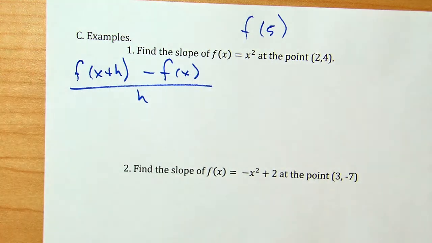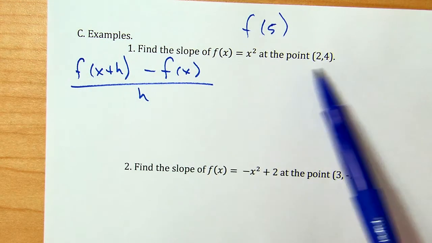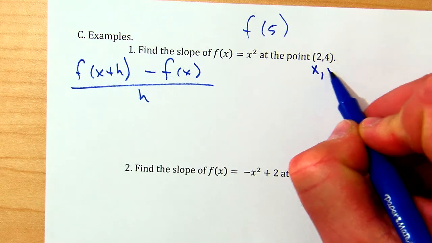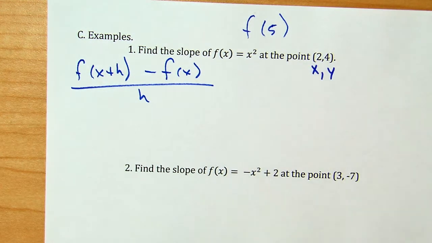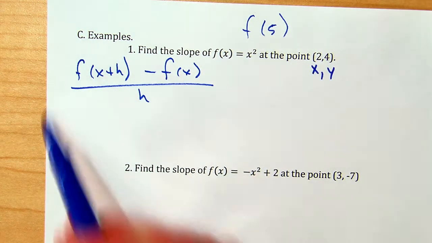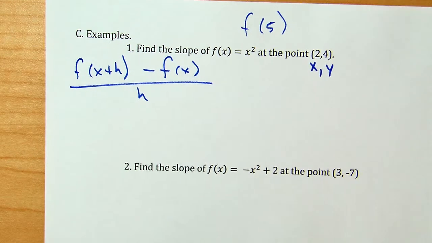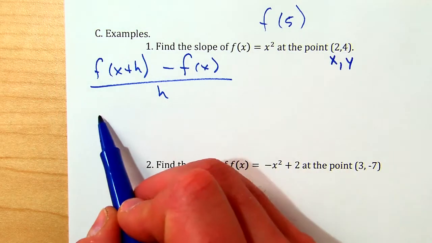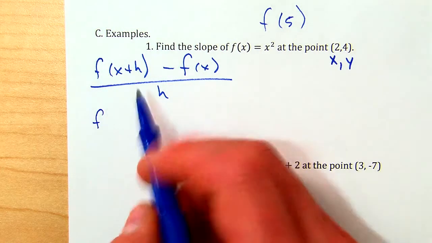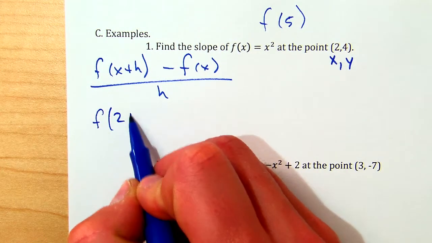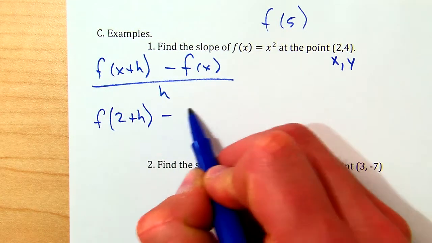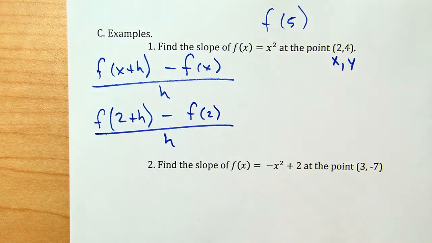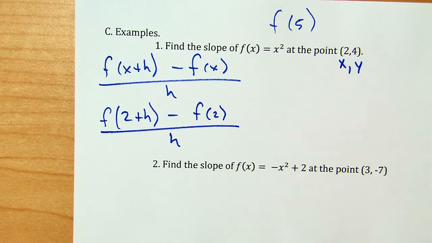Well, we want to know what the slope is going to be at the point 2, 4. So every time we see x, we're going to use 2, and then f of x is going to be 4. We'll use that in this formula. So let's go through first, and let's just plug these in. If I have f, I know my x value is going to be 2, so I'm going to call it f of 2 plus h minus f of 2, and we can figure that out in a second, all over h. So the first thing I did is I just plugged my x values in.